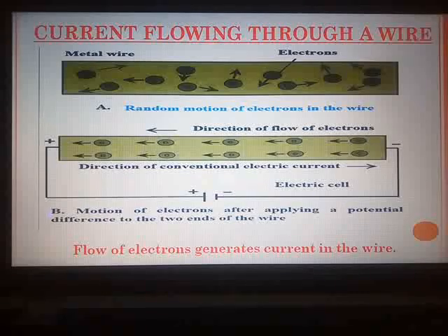With this, we wind up with our today's session. In our next session, we are going to study some more terms which are related to current electricity. So I request all of you, before attending our next session, just go through the different concepts.